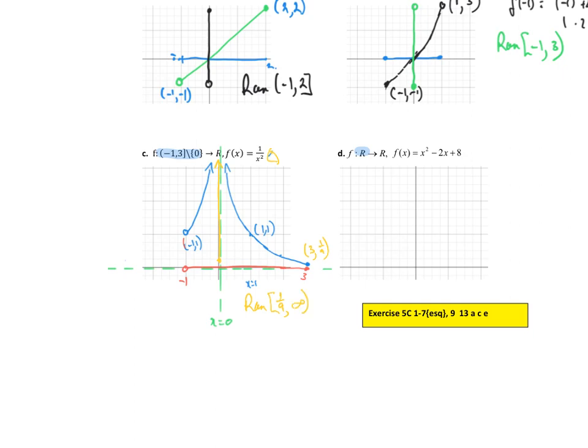So again, whenever we have a domain restriction and you've got to look at your range, always plot your graphs, identify your endpoints, and then just have a look at it.